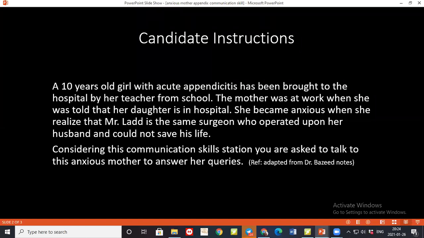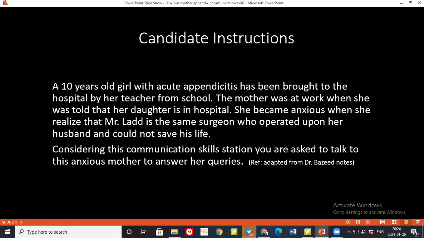I'm so sorry about your daughter. I understand it must be hard, but I can assure you your daughter is in safe hands. Before we continue, can I just ask, what have you been told so far about your daughter? Doctor, when I came here, someone told me that my daughter has appendicitis. Are you really sure that she has acute appendicitis?